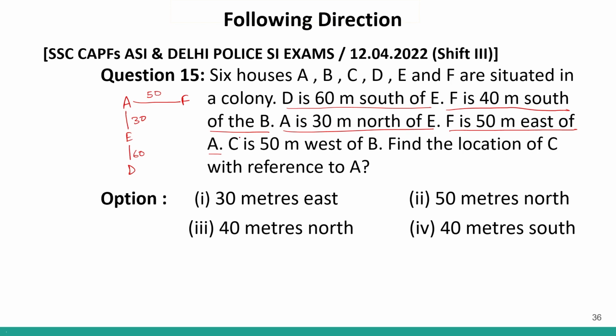F is 40 meters south of B. I don't have space, so let us say this is 40 meters, and B is above F. Now we are given C is 50 meters west of B, so C will be here. Now we have to find the location of C with reference to A. C is here, A is here, and C is clearly north of A. The distance will be the same as this, so 40 meters north, which is option number 3, will be the correct answer to this question.